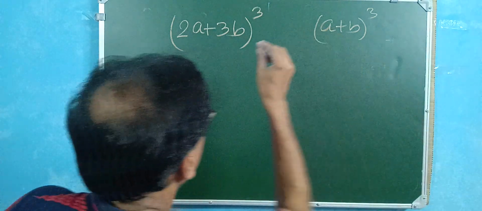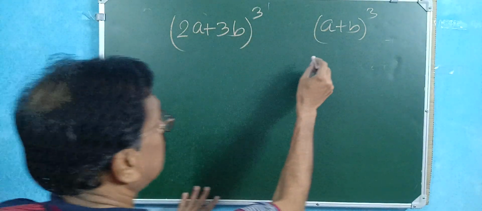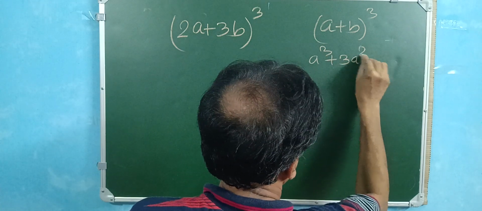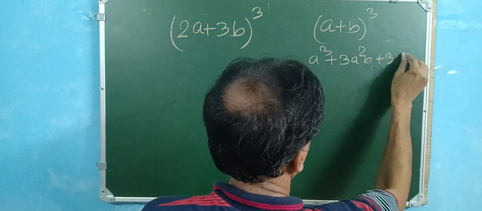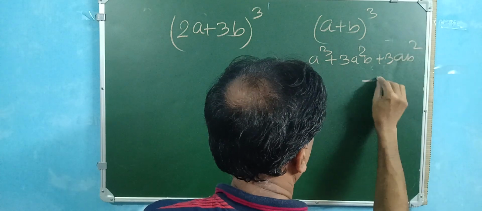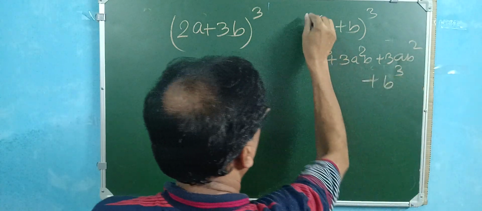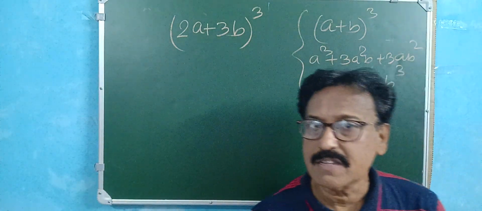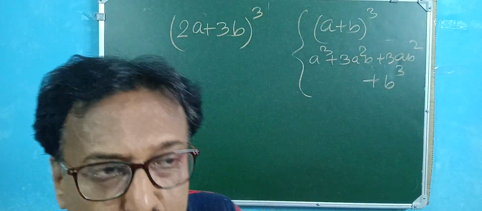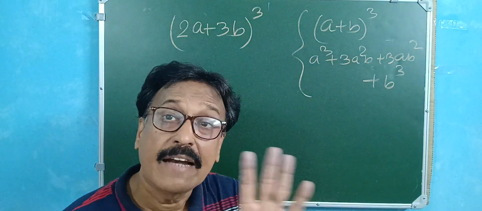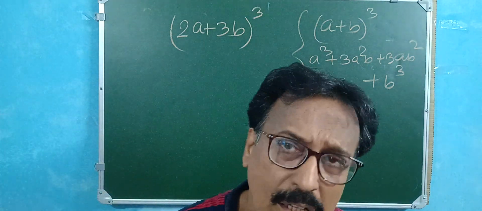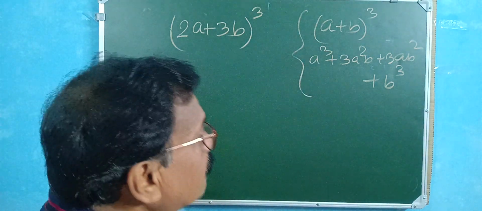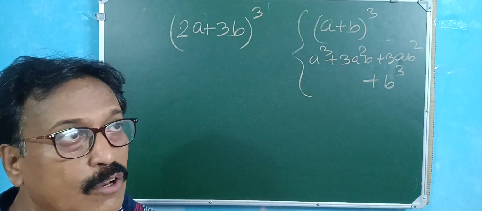So here you apply 2a. Just write here a cube plus 3a square b plus 3ab square. Don't panic and don't be nervous. You know all these things, you properly understand this, you know the formula, just apply the formula in the proper place and the calculation must be right. The answer is automatically right. So this is an easier way to learn the sum. Don't panic. All the panic will be out.